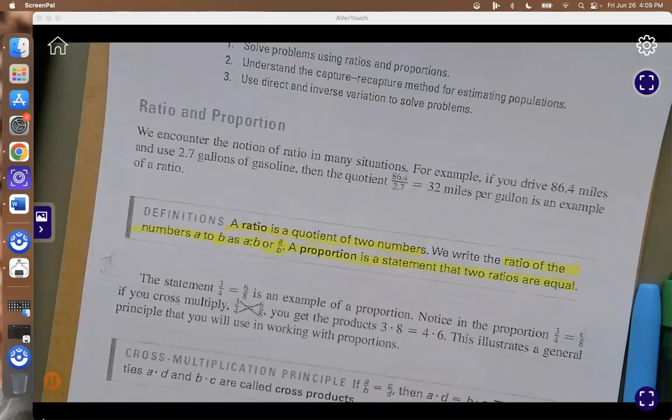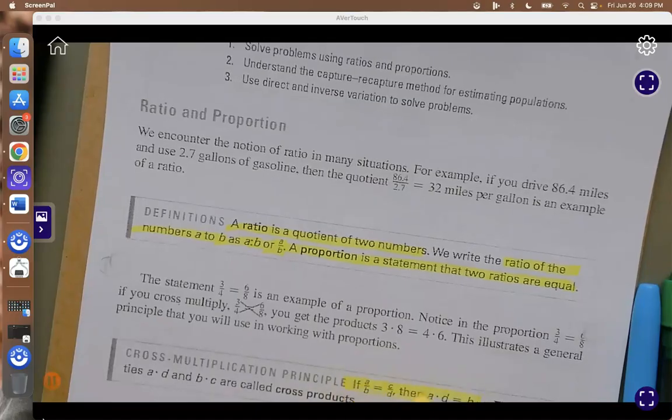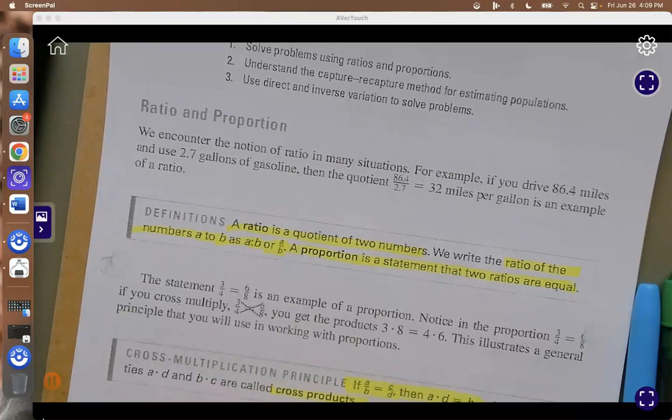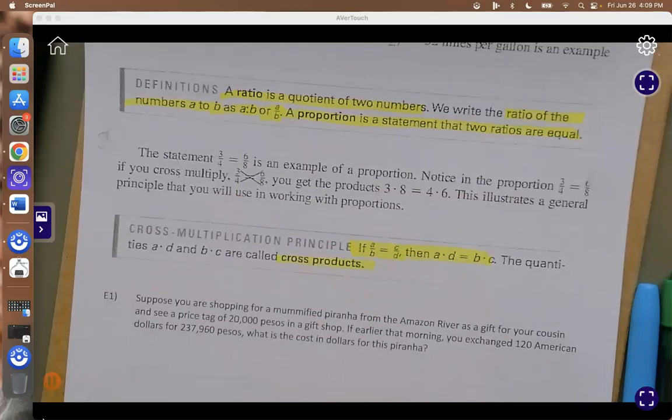Again, I don't really know what more to say. We've talked about cross multiplication, the butterfly method here. That's how you prove that two ratios are equal, and they are cross products. So let's look at this right here.